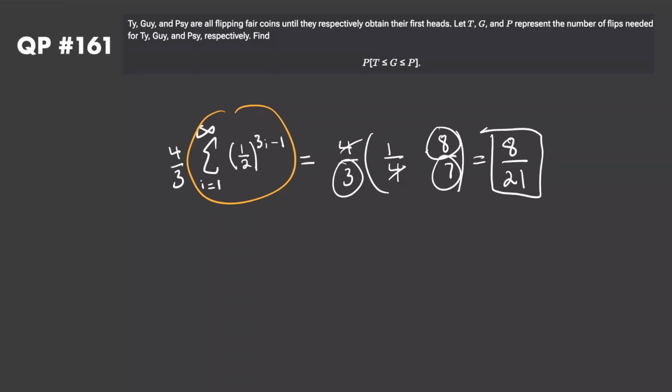So a pretty simple application here of the geometric distribution, where we're just using the geometric series formula from QP64 for all of this. And the final answer, again, is just going to be 8 divided by 21.